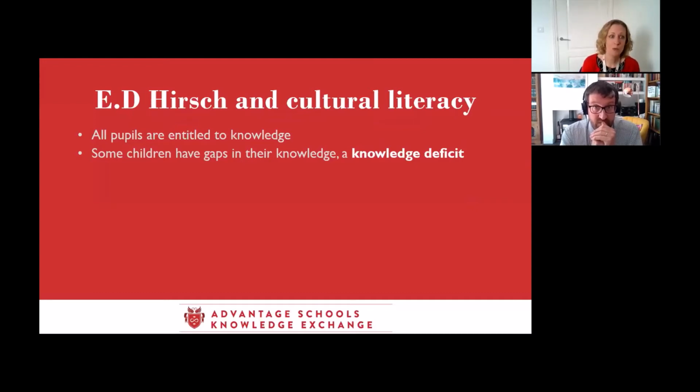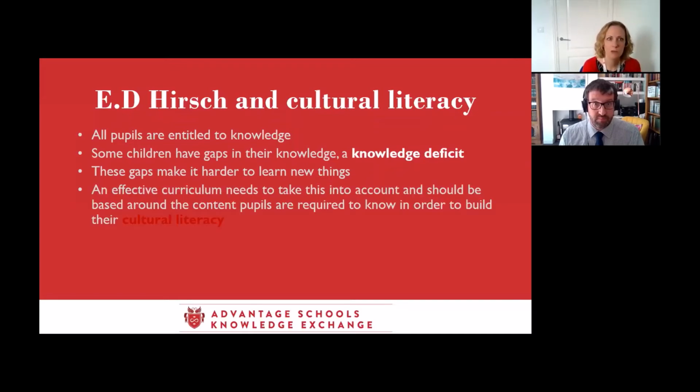It's not some pupils, but we should make sure that we keep in mind that they're all entitled to it. However, some children will have gaps in their knowledge, and this can be labelled as a knowledge deficit. So there are things that are just missing, and Stuart particularly mentioned things that we might assume that educated people know that are just missing from some children's understanding. But the problem is that these gaps then make it much harder to learn new things, and we'll talk about this a little bit more as we move through.